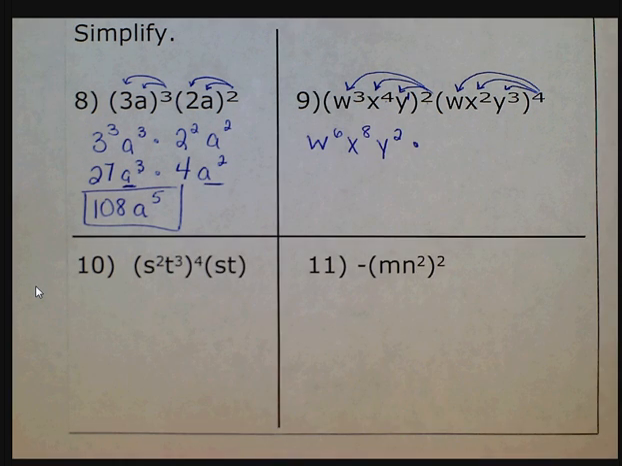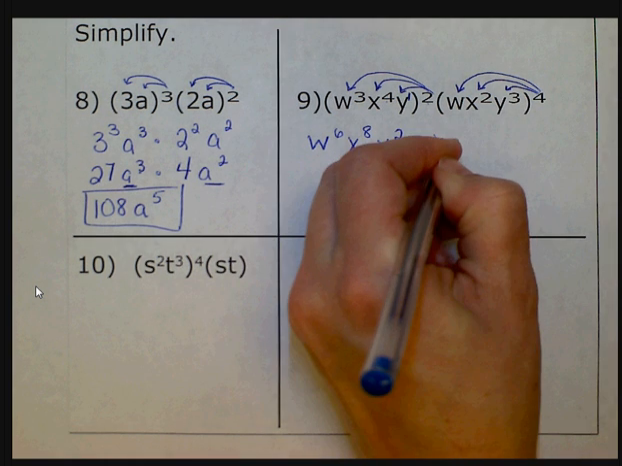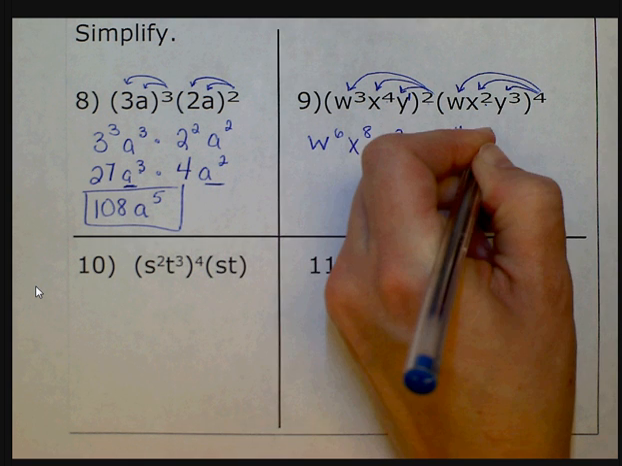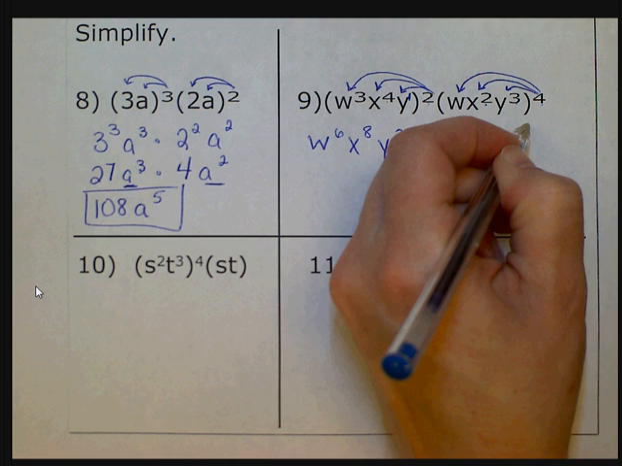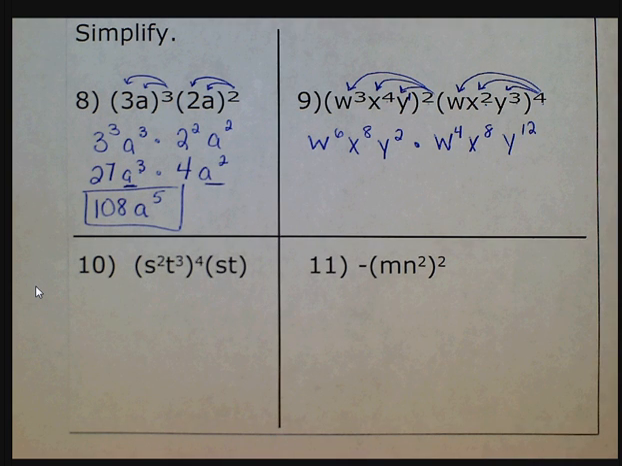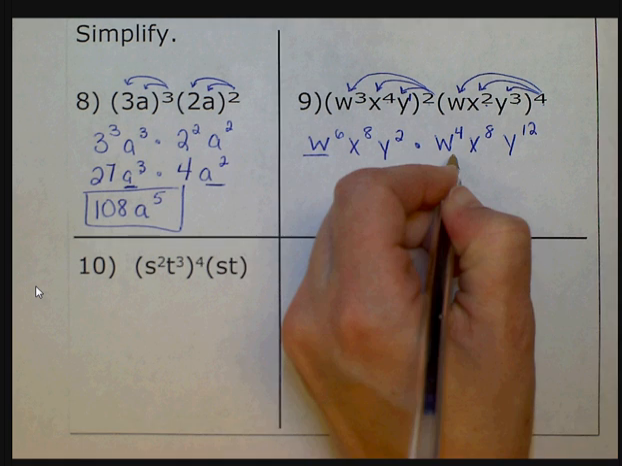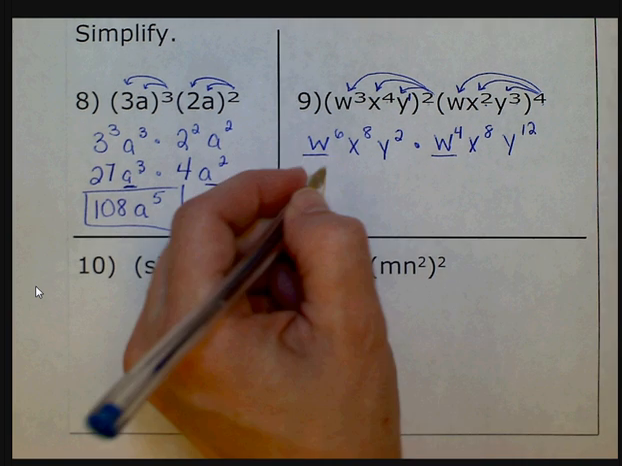And we're going to multiply that times 1 times 4, so w to the 4th. 2 times 4, so x to the 8th. And 3 times 4, y to the 12th. Now we have like bases being multiplied, so we look at the w's. W to the 6th times w to the 4th. So 6 plus 4 will give you w to the 10th.